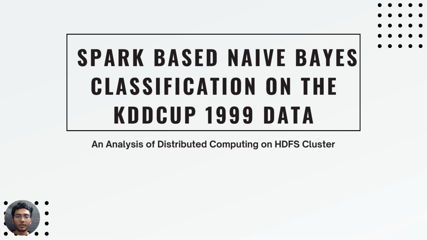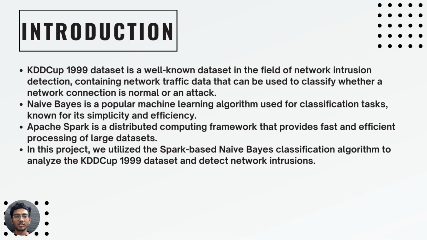Hello everyone. Today we will be doing Spark-based Naive Bayes classification on the KDD Cup 1999 data. This will be an analysis of distributed computing on an HDFS cluster. The KDD Cup 1999 dataset is a very well-known dataset in the field of network intrusion detection. This dataset has values that can be used to classify whether a network connection is normal or an attack.